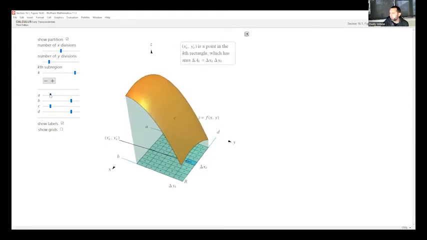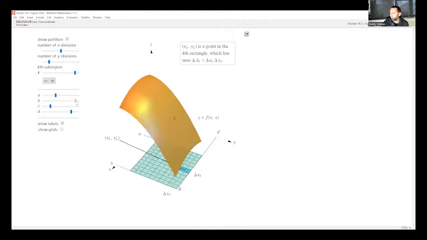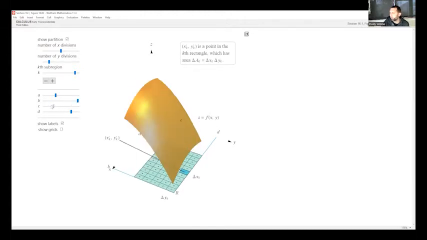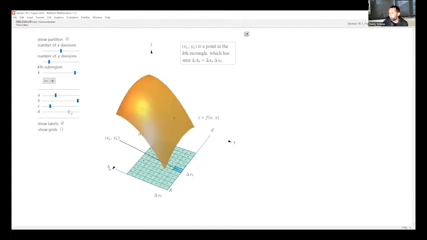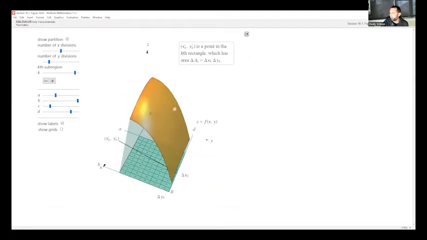You could change your A's, which would be the back point in the x direction. You could change your B's, the front point in the x direction. C is the back point in the y's. D is the front point in the y's. Okay, so pretty easy stuff.